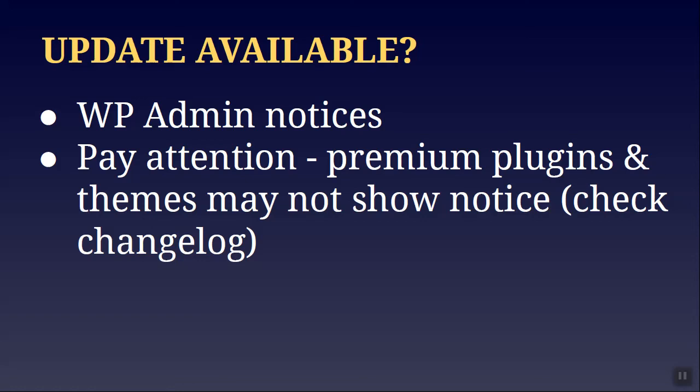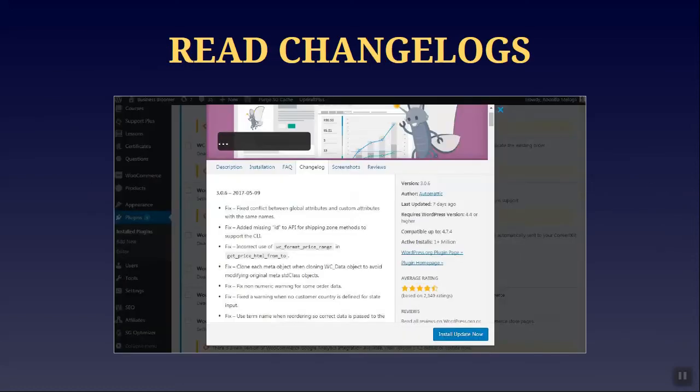And sometimes you have to check the changelog of your premium pieces of software in order to make sure that there is an available update, and that you have to maybe download the plugin from that website again and upload it to your WordPress site again. So not always the WordPress admin notices are sufficient. So for example, you should check the change logs. This is an example for the WooCommerce plugin. So you have to really read what each update is about.